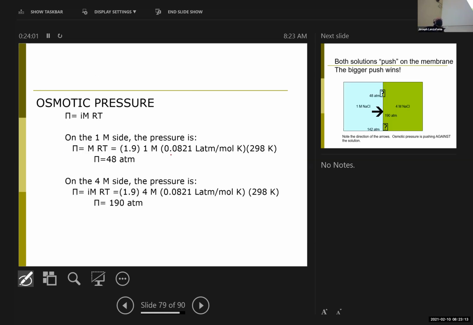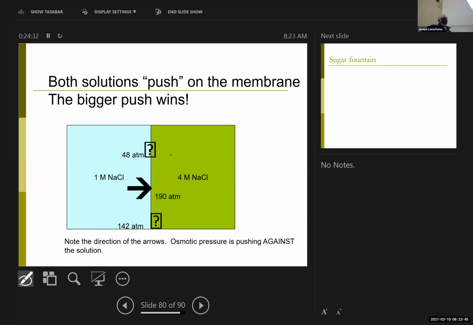If you calculate the osmotic pressures, they are relatively substantial. A 1 molar solution of sodium chloride, so there's my Van 't Hoff factor again, has a 48 atmosphere pressure, whereas in the 4 molar side, it's 190 atmospheres of pressure. So you would end up with a net 142 atmospheres. I don't know why my arrow turned into a question mark, but blame Microsoft. A net 142 atmosphere flow from left to right.